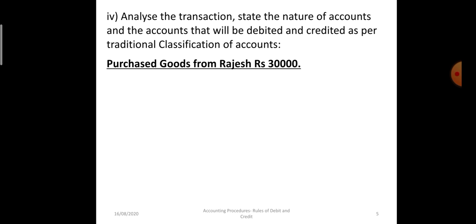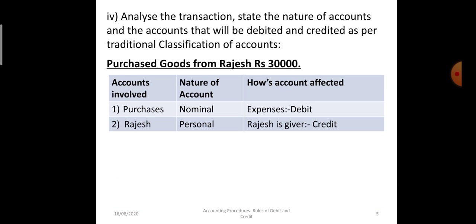So the accounts involved will be purchases and Rajesh. We had discussed in the previous transaction, purchases is a nominal account, expenses and losses will be debited, income and gain will be credited. So purchases will be debited, and the next account is Rajesh. Rajesh is personal and he is giving the goods to the firm. He is the giver, so Rajesh will be credited.